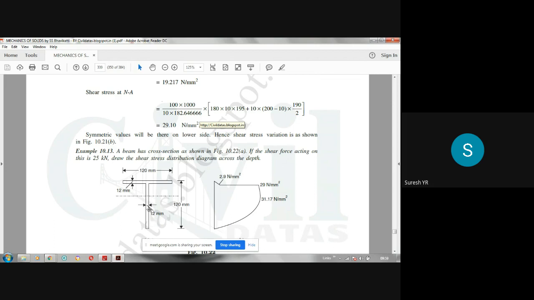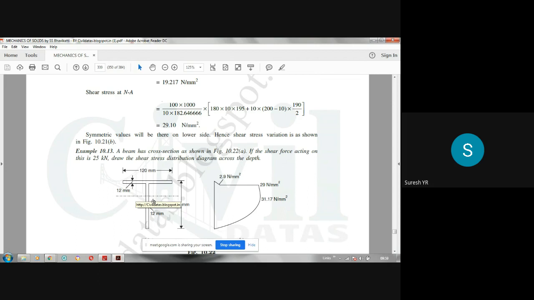So here web thickness is 12, flange thickness is also 12, and flange width is 120, web depth will be 120 minus 12, which becomes 108. So these are the dimensions. The centroid will not be exactly at the center because it is not a symmetric section. The T section is symmetric about only the vertical axis, that is the y axis. It is not symmetric about the horizontal axis. Therefore, we have to locate the centroid first.